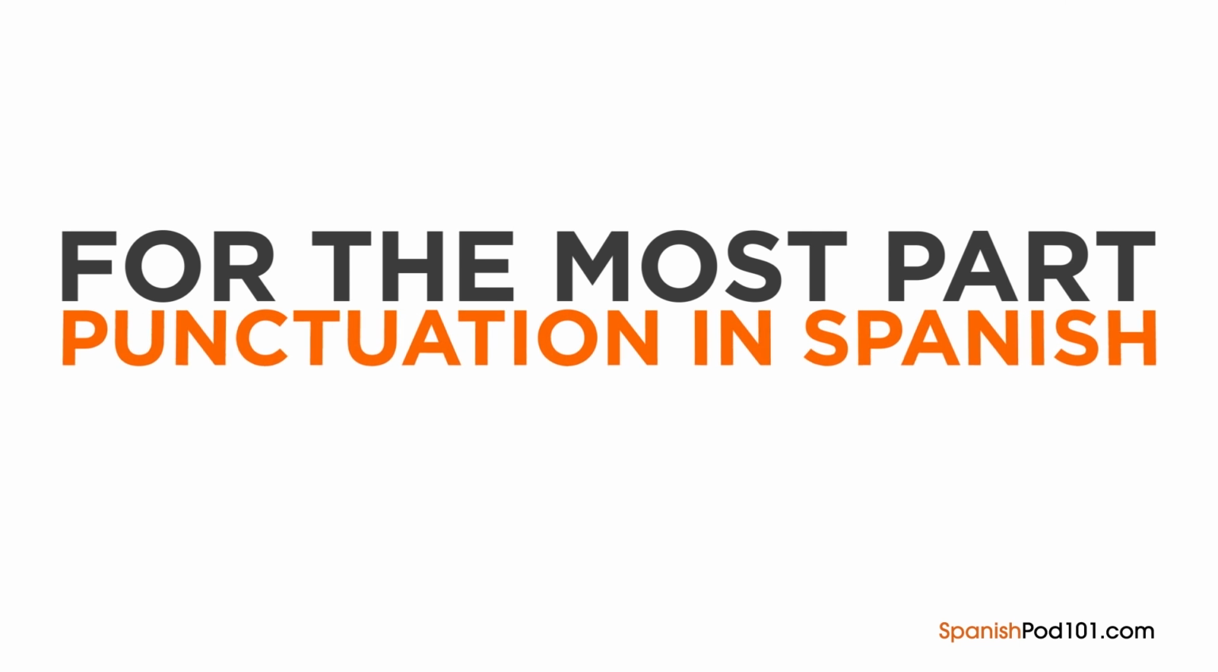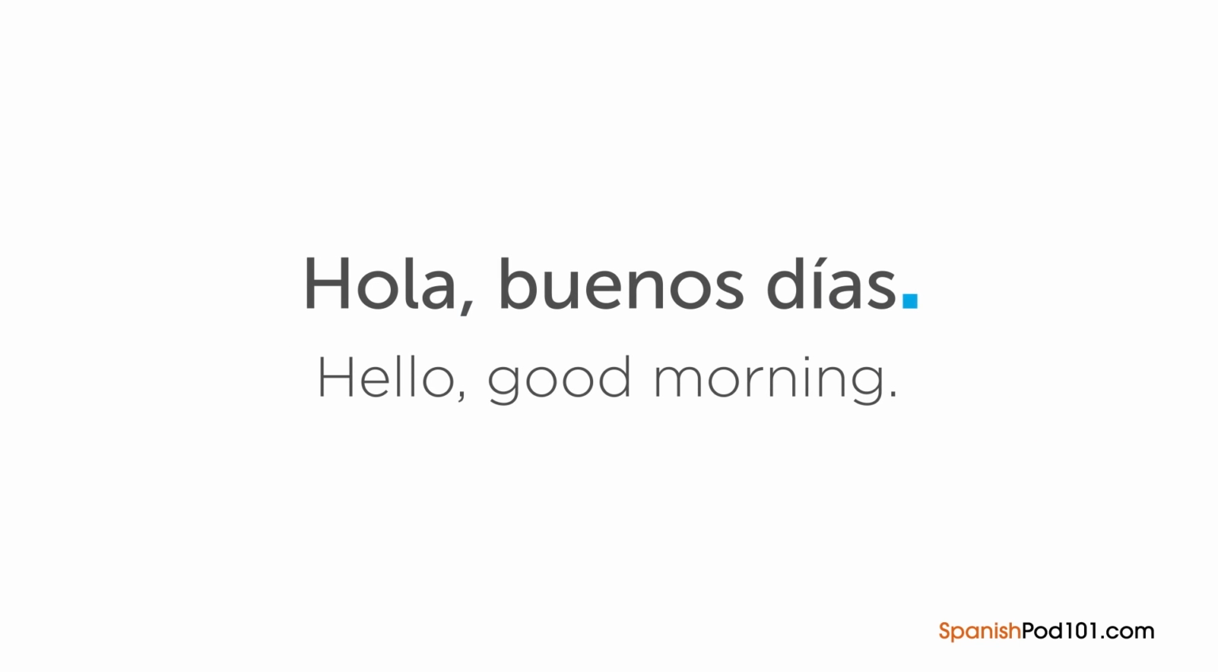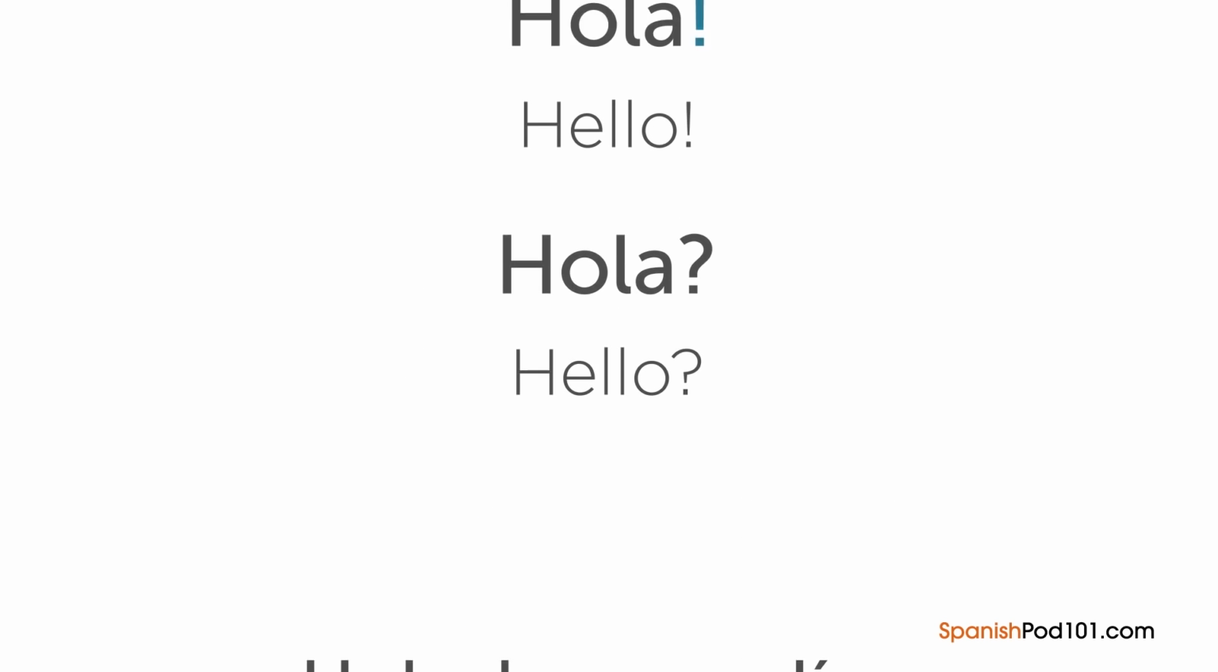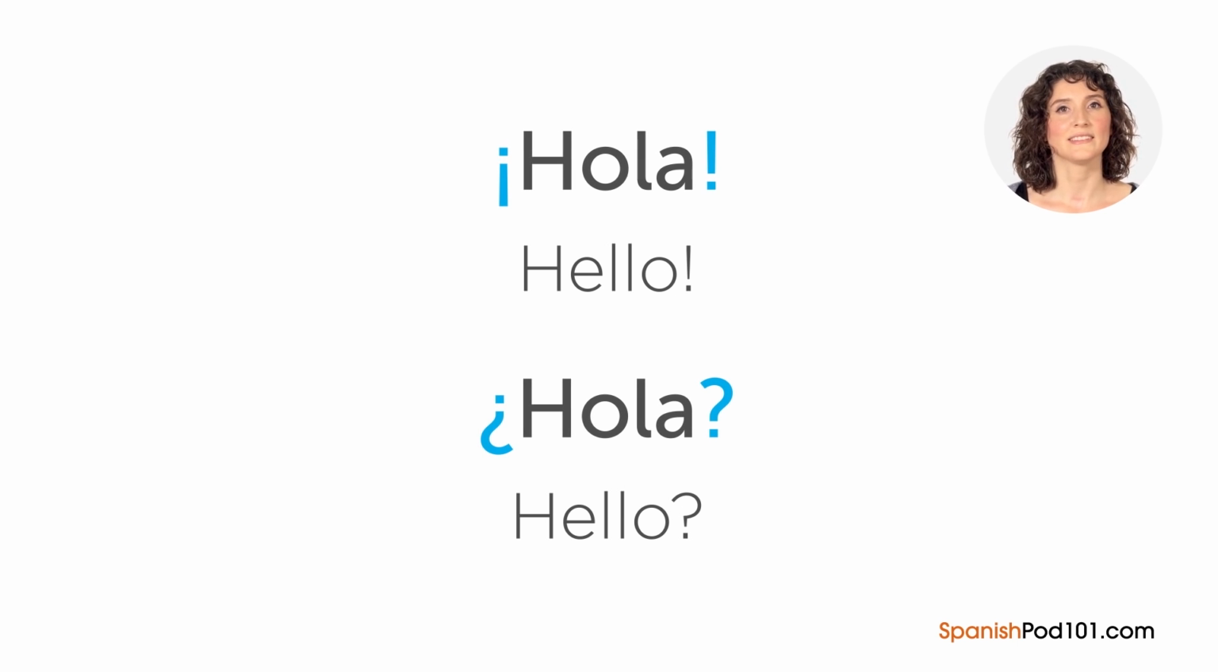For the most part, punctuation in Spanish is similar to English. A period marks the end of a sentence, and a comma indicates a pause. Exclamation and question marks, however, are a different story. In English, we place an exclamation mark at the end of a sentence to denote that it's exclamatory. We do the same thing for question marks to denote that the sentence is a question. In Spanish, however, exclamation marks and question marks must be placed at the end and at the beginning of the exclamatory phrase or question. ¡Hola! ¿Hola?